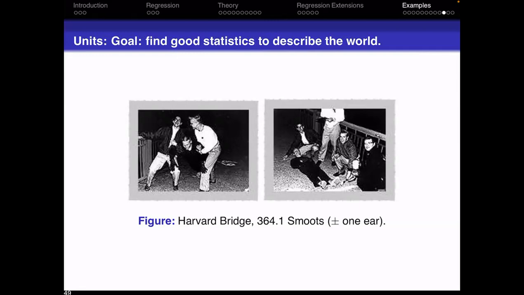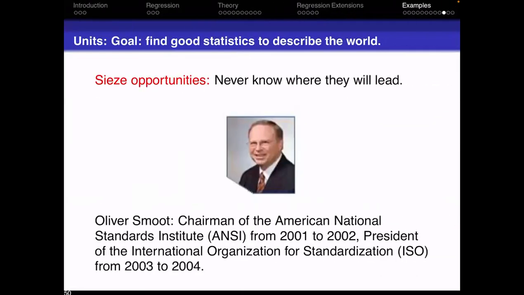The Cambridge police didn't like this, and so they erased all the Smoot marks. The fraternity didn't like this, so they did this again. It's now been institutionalized, as you remember. And now when accidents happen on the bridge, they tell you at what Smoot mark did the accident happen. And then the reason I love telling the story, never hurts to hear this one again, is you never know where opportunities will lead. And so Smoot became the chairman of the American National Standards Institute and the president of the International Organization for Standardization. And I just love imagining him when he's asked, what are your qualifications? Well, I don't mean to brag, but I am a unit of measurement myself.